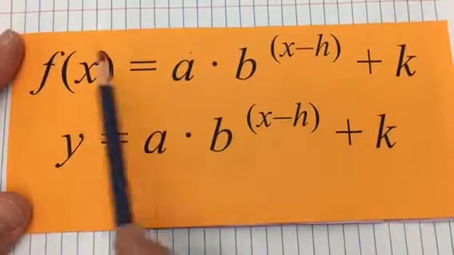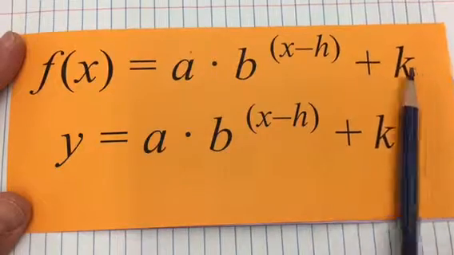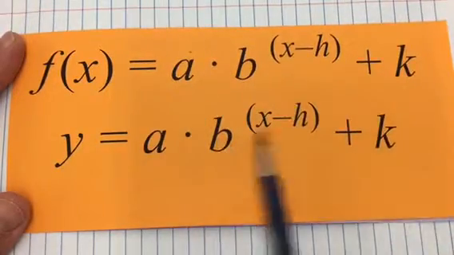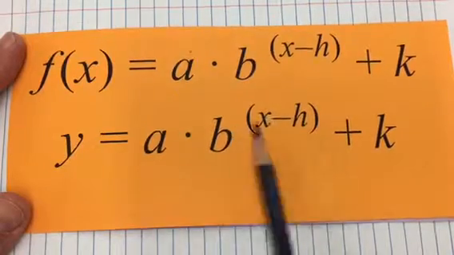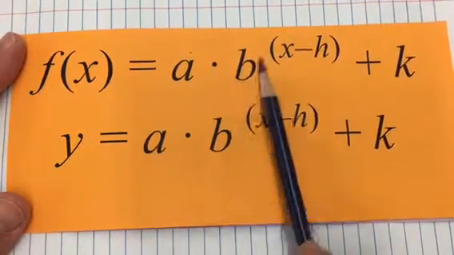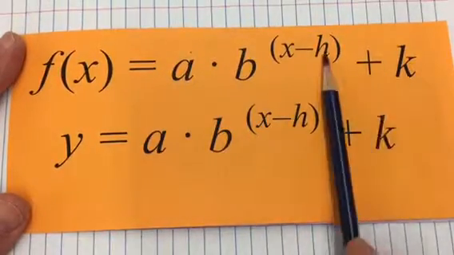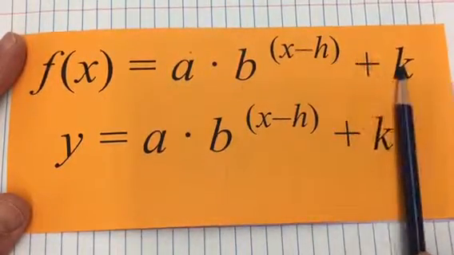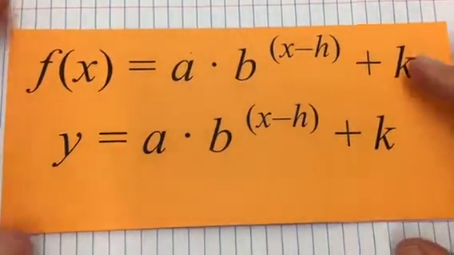Well, it can be written as f of x or y equals. The rest of it will be pretty much the same. You can use different letters depending on what book you're using, but the key is this x should be an exponent. You're going to have a base, you're going to have something multiplying by the base, maybe, maybe not, and you have h and k or c and d, doesn't matter, it'll be something like that.